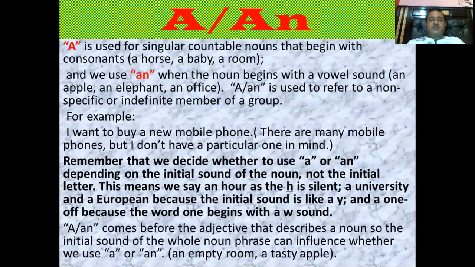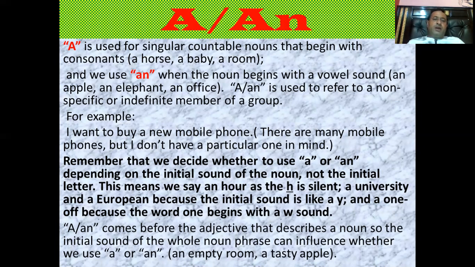So students, let us first discuss a and an. Both are used with singular nouns. A is used for a singular countable noun that begins with a consonant, like a horse, a baby, a room. And we use an when the noun begins with a vowel sound: an apple, an elephant, an office. So a or an is used to refer to a non-specific or indefinite member of a group.